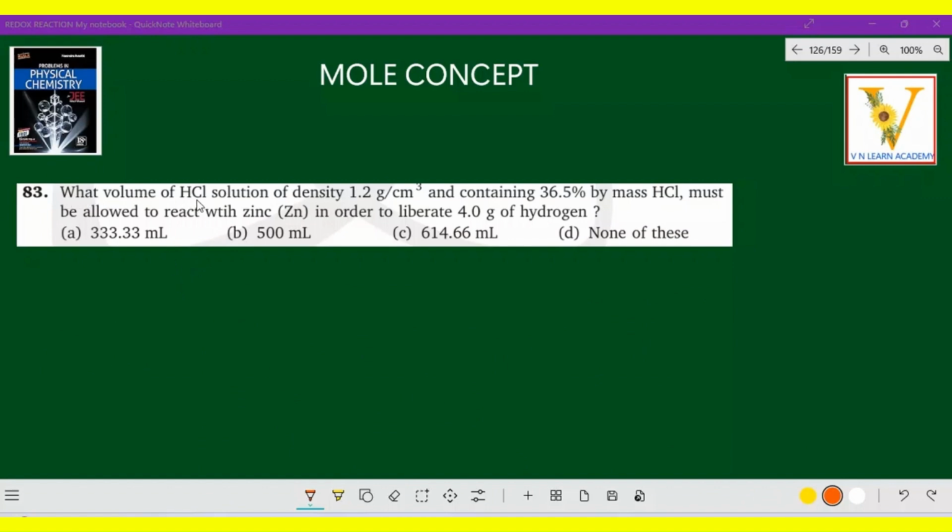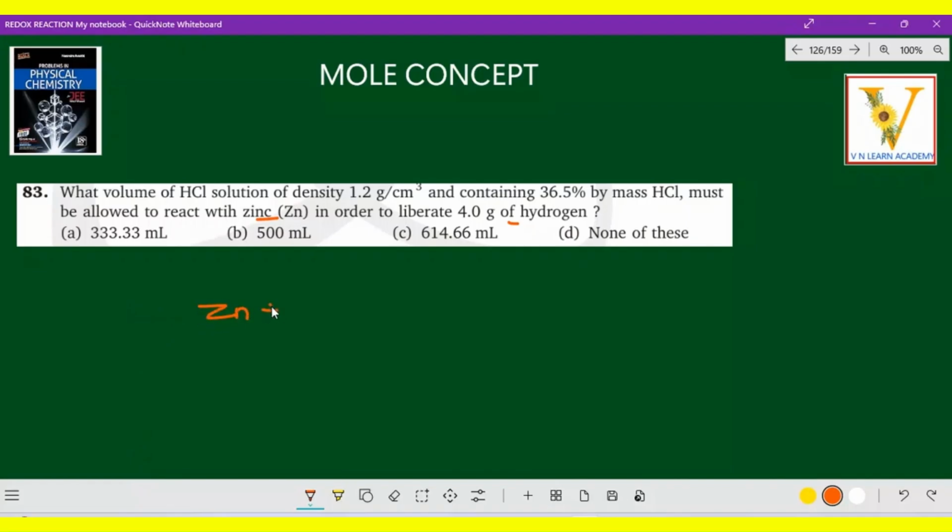The next question: what volume of HCl solution of density 1.2 grams per centimeter cube and containing 36.5% by mass of HCl must be allowed to react with zinc in order to liberate 4 gram of hydrogen? See, zinc plus HCl, that means metal plus acid, you will get hydrogen liberating. That 100% you know very well. Okay, come on, let us go and deal with this question.